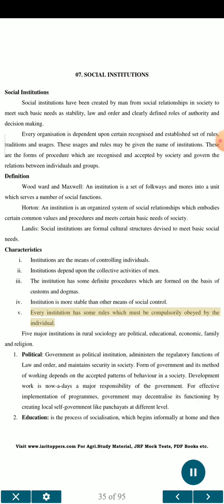Every institution has some rules which must be compulsorily obeyed by the individual. Five major institutions in rural sociology are political, educational, economic, family and religion. 1. Political. Government is a political institution, administers the regulatory functions of law and order, and maintains security in society.